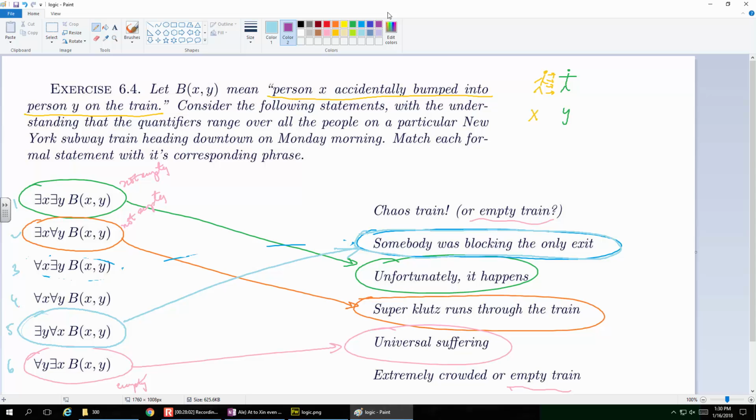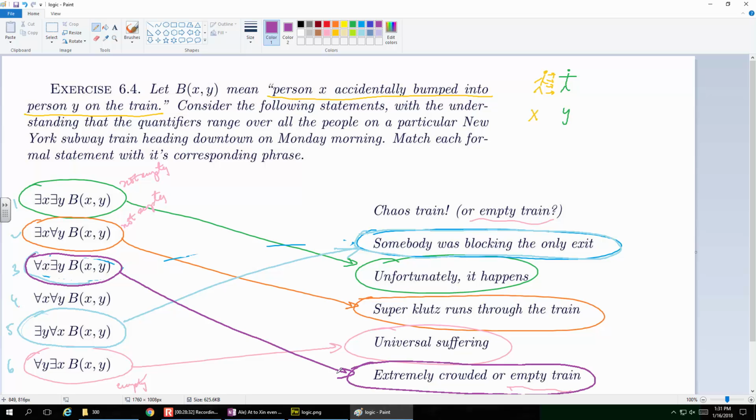Because that statement, there's a chance that there's no bumping, right? Because it's just saying for any X, unless it's empty, the whole thing is empty. Otherwise, no. Number 3 is every person on the train, if there is any, has been bumped into. So that's why I think it is crowded. Okay, this one. Extremely crowded. So once again, my logic is that if it is extremely crowded, everybody is crowded around, and one of the people who surround you will bump into you.